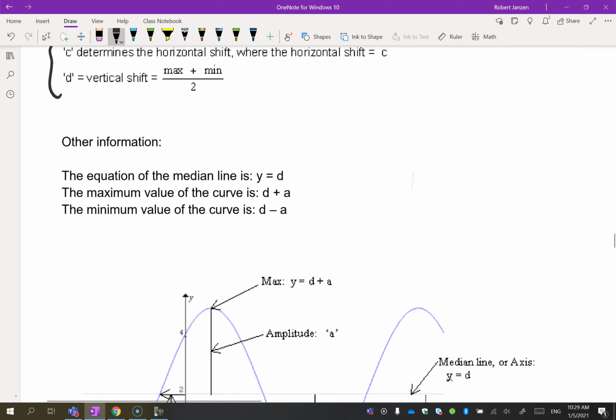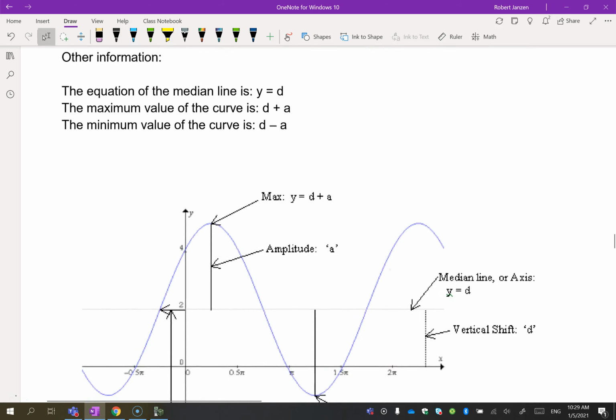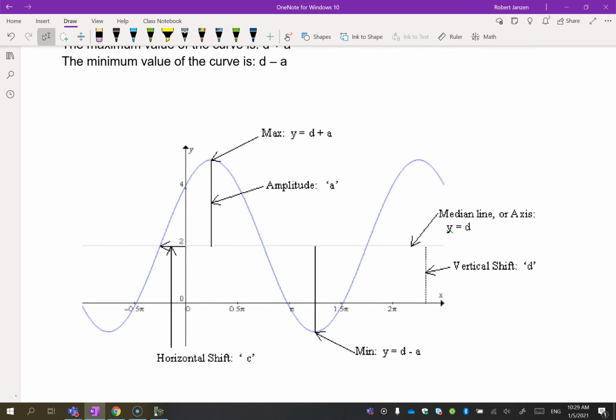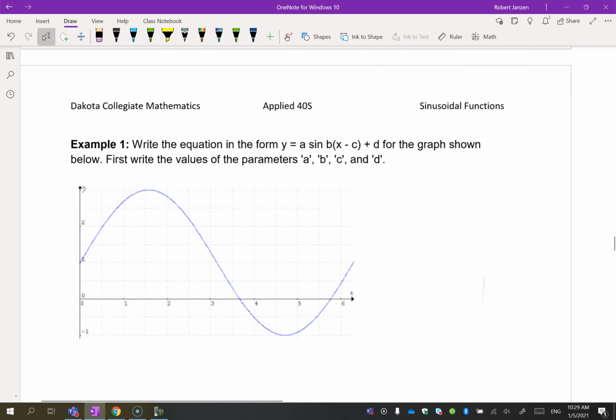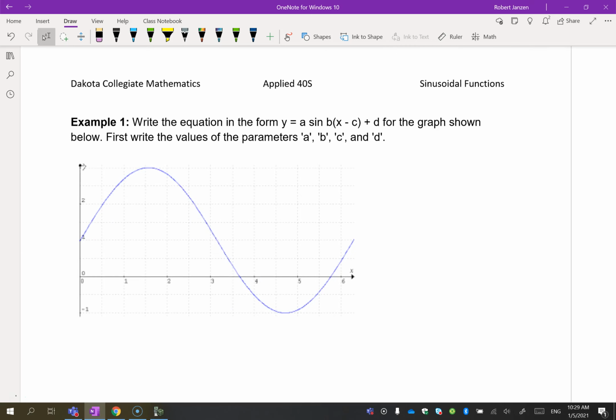Okay, so let's take a look at an example here. To me, this is super confusing when I look at this. So I'm going to just skip over this for now. Instead, I want you to look at the graph just by analyzing it. Okay, so let's try a question. Remember what we need to do is we need to find out what is A, what is B, what is C, and what is D.